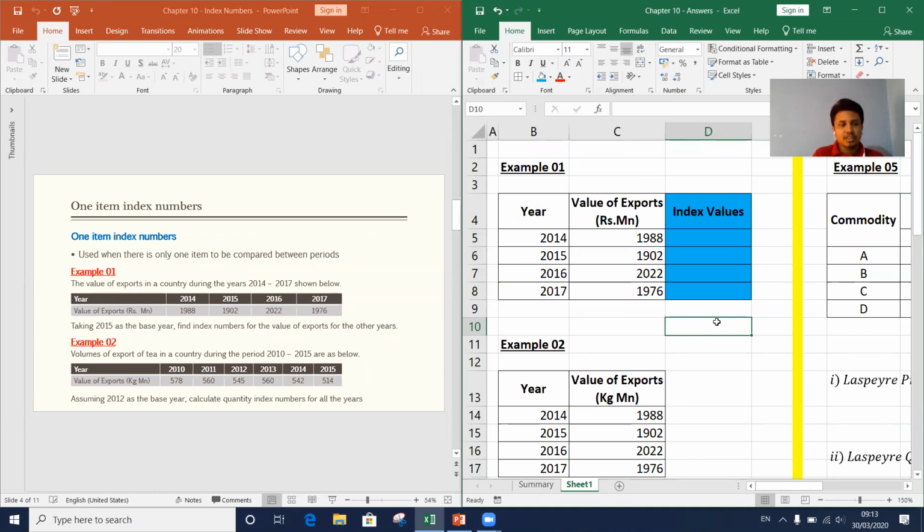Right. Here, what is the base period? 2015.